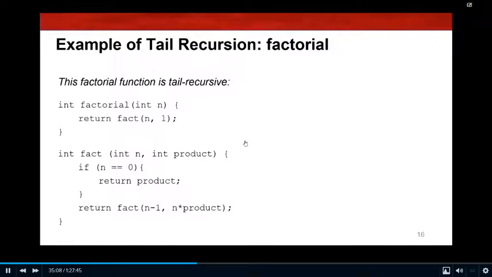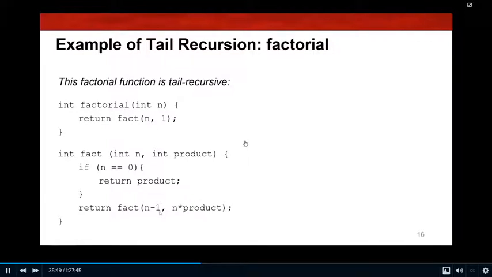So why am I saying that this one is tail recursive? It calls itself at the end. Now, a question that I get asked every year, so that's why I'm asking you here. How about this n times product? I get asked, isn't that the last thing that is being done? Is it the last thing that is being done? No, we need to calculate this n times product in order to make this call.